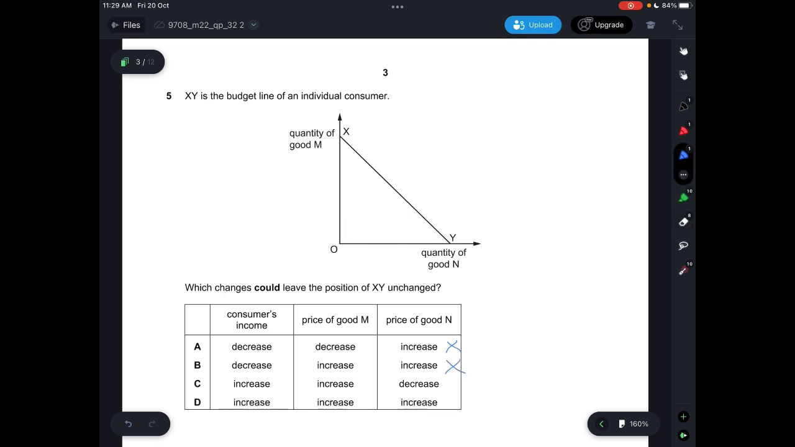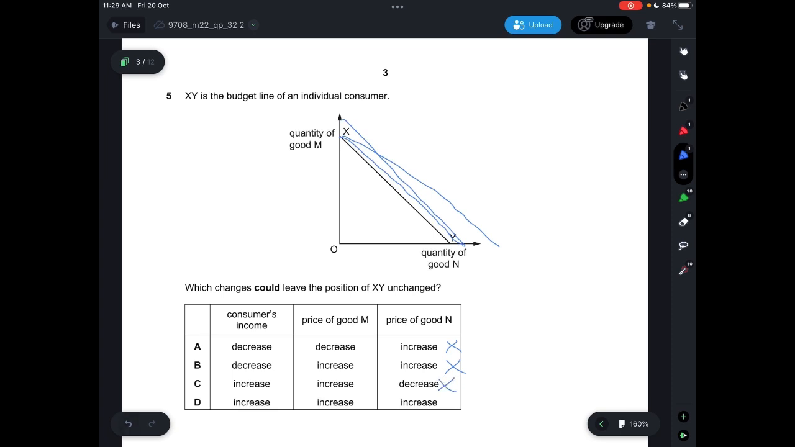Let's look at C. C, consumer's income increases, so that means the budget line shifts outwards like this. And then price of good M increases, so you buy less of good M. And then price of good N decreases, so you buy more of good N, so it's shifted horizontally like that. So C is incorrect because of this.